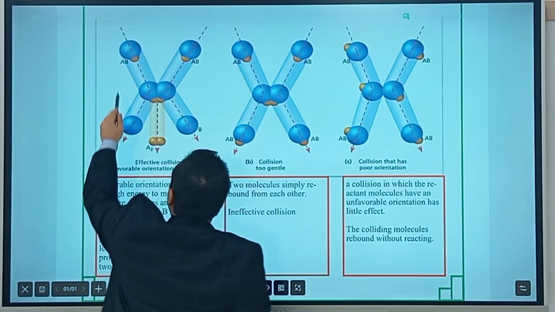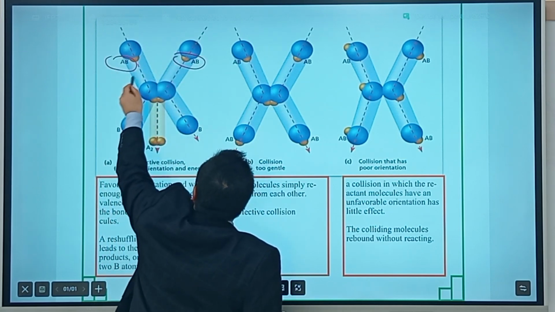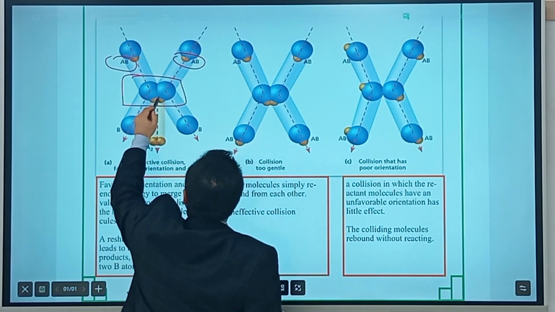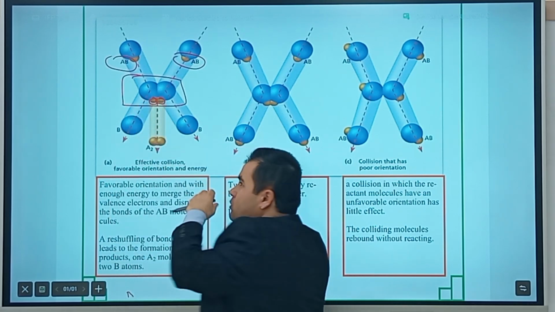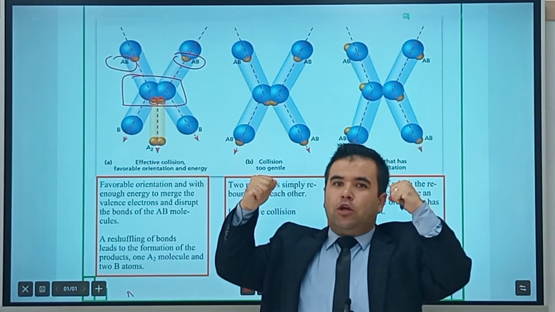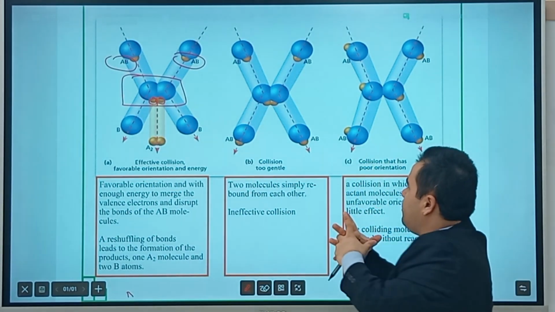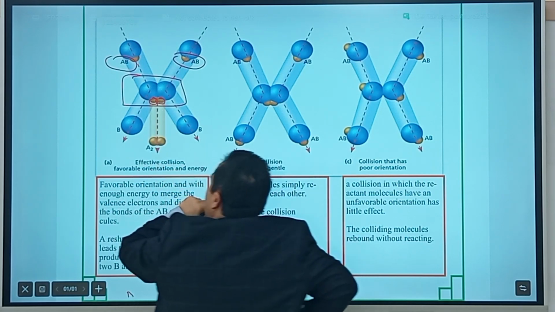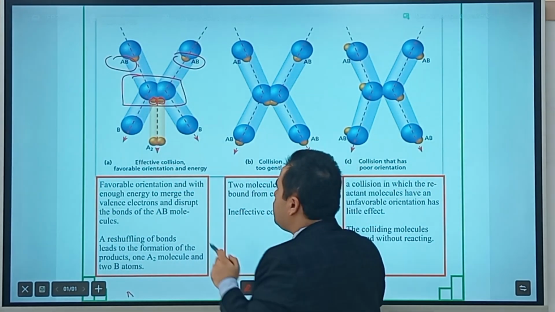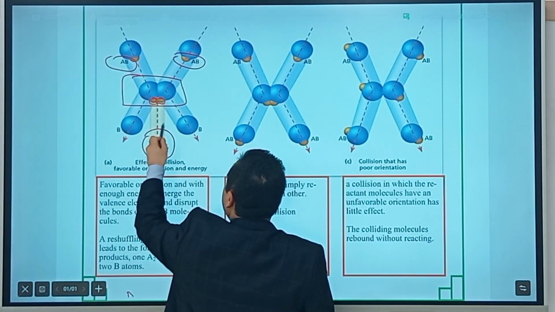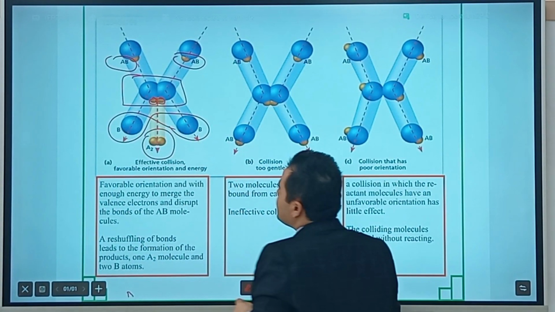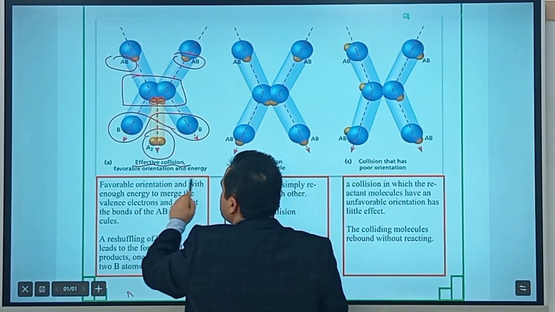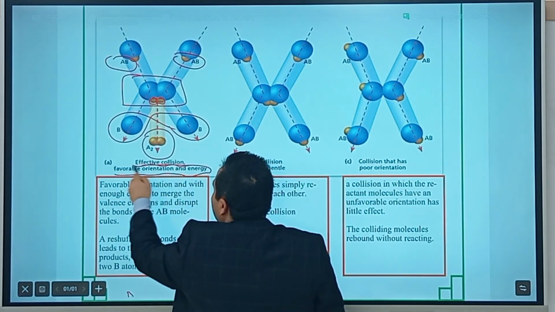Have a look at the first, the AB molecules. Here they collide with each other. The orientation is a favorable orientation. Why? Because the yellow and the blue molecules collide at the same angles. So they have a favorable orientation and enough energy, and they produce the products A2 plus 2B. This collision we call an effective collision because it has favorable orientation and energy.